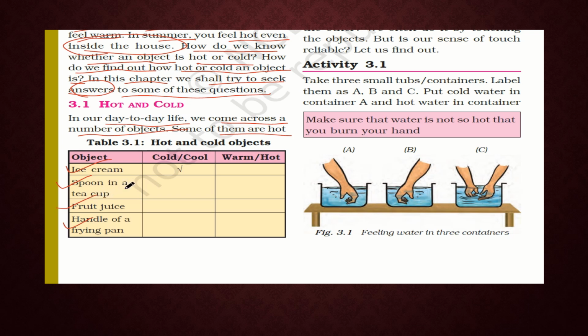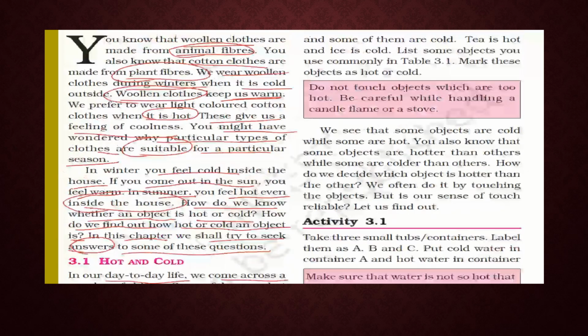Spoon in a teacup will always be warm or hot. Fruit juice, see, if you are drinking fruit juice at normal temperature, it will be normal, and if you are taking a cold refrigerated fruit juice, it will obviously be cold. Now the handle of a frying pan will always be warm or hot, right? Now there are some of them we can say that tea is hot and ice is cold. Now list some objects which we are using in our daily life. Mark these objects as hot or cold.